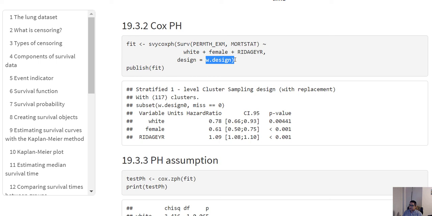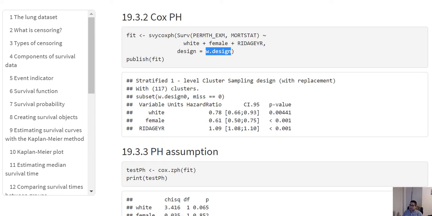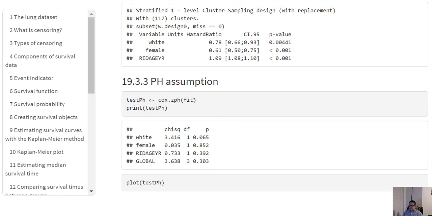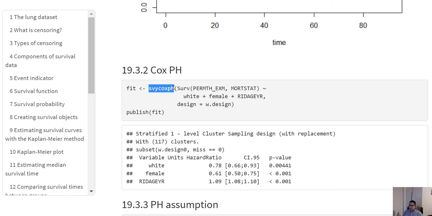And remember, this is coming from the design, so these results are going to be suitable for the target population of the entire US population from 1999. Remember, we also talked about this cox.zph function, and that function was previously used for coxph, but now we have used this svycoxph, right?